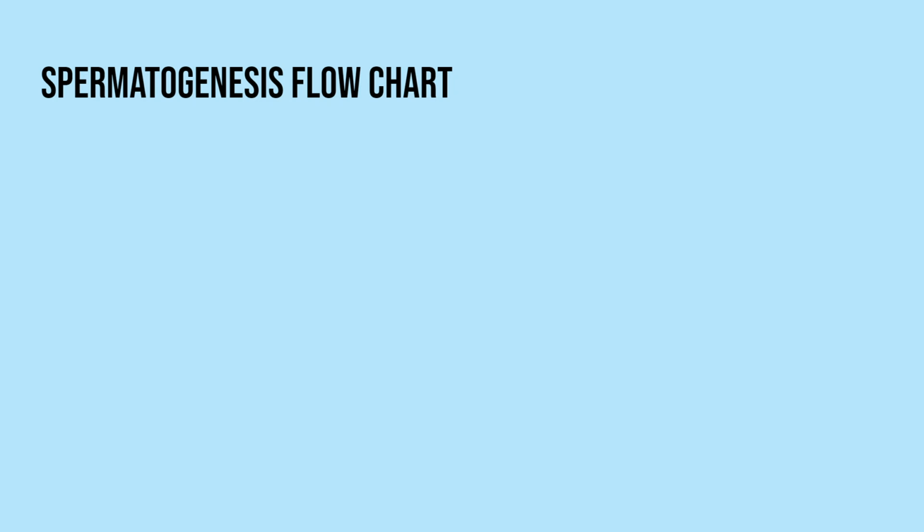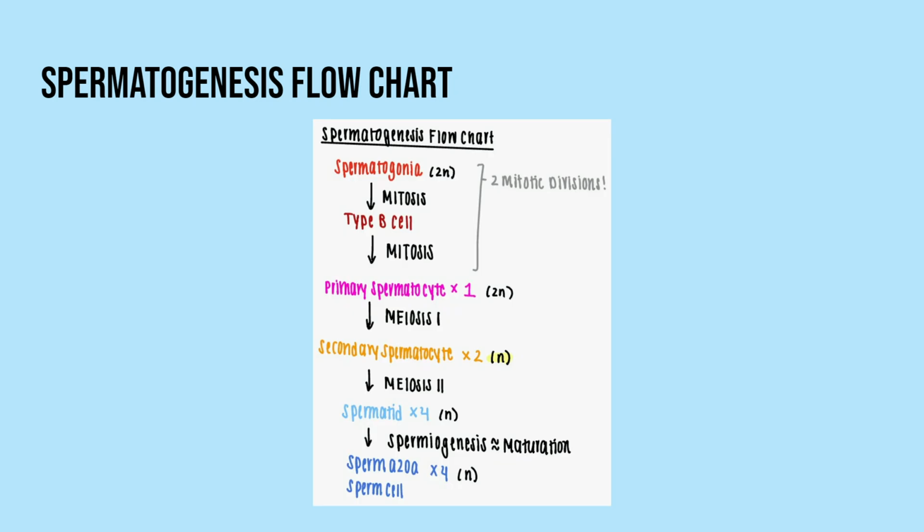And here we form 2 secondary spermatocytes and 4 spermatids and 4 sperm cells. So with 1 round of spermatogenesis, we form 4 sperm cells. So that's another thing to note. It forms 4 sperm cells with 1 round. So here's that little flow chart. And again, we have two mitotic divisions.